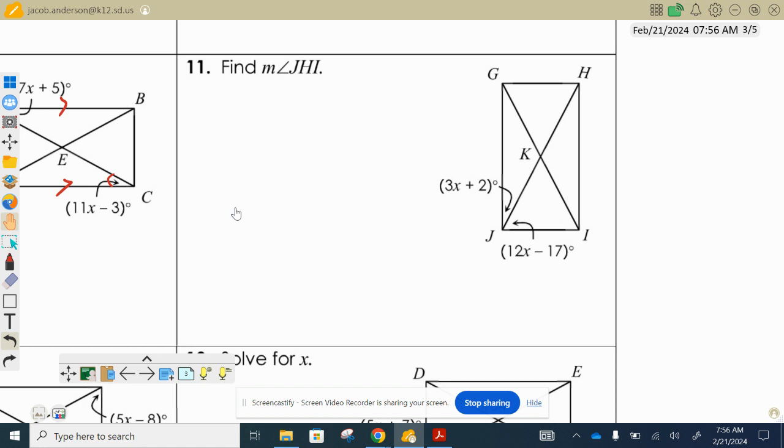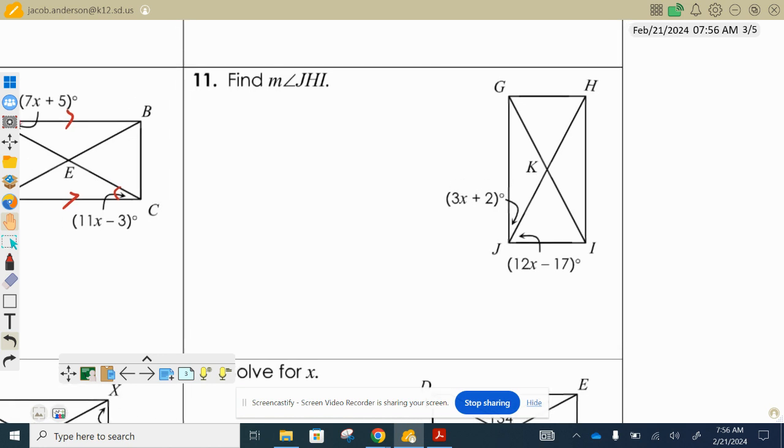Okay, so I see that these two angles are pointing at the 90-degree angle. So they should add up to 90. So 3x plus 2 and 12x minus 17. If I combine those, that would be 15x minus 15 equals 90. And then I'm not going to solve that any further, but you guys can go ahead and solve that from there. Moving on.